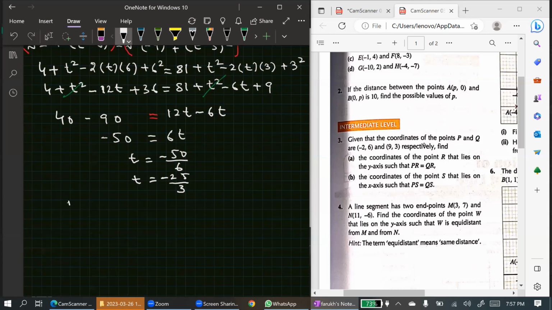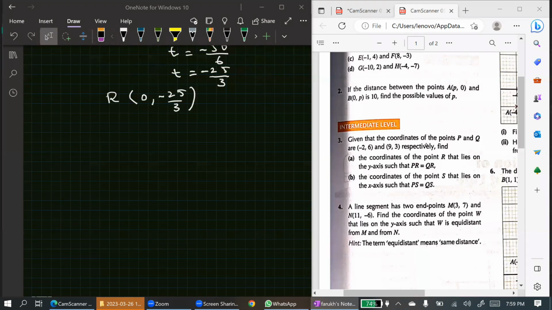And the coordinates of the point are 0 and minus 25 over 3. This one is the answer to this part A. Now we will attempt question number 3B part.